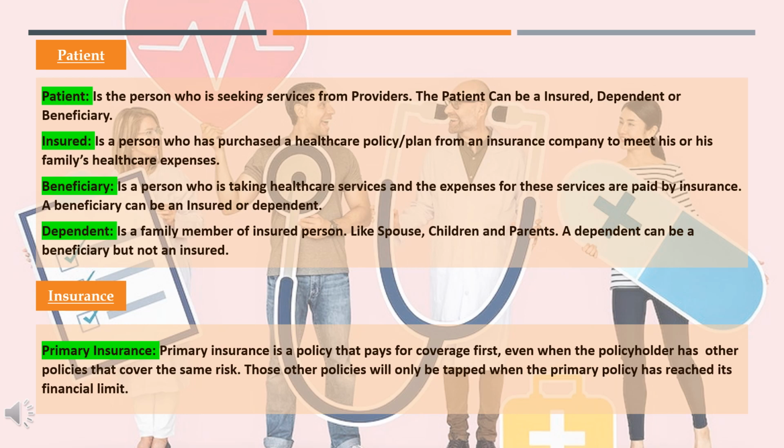Next is insurance. In most cases patients purchase health insurance to reduce the financial risk. But sometimes patients purchase more than one insurance as well. With multiple insurance policies, the concept of primary insurance, secondary insurance, tertiary insurance and so on comes into existence. Let's discuss primary insurance first. Primary insurance is a policy that pays for coverage first, even when the policyholder has other policies that cover the same risk. Those other policies will only be tapped when the primary policy has reached its financial limit.